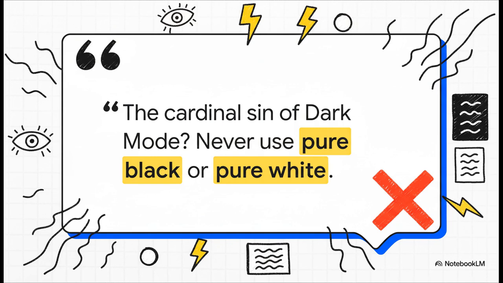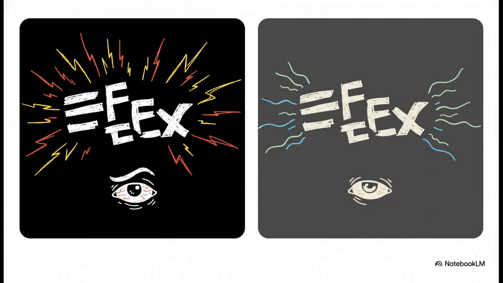The number one sin of dark mode is using pure, absolute black for your background or pure white for your text. It seems like it would make sense, right? Max contrast. But that super high contrast is what causes that weird vibrating effect that gives you eye strain. And you can see it right here. That pure white on pure black on the left, it just feels aggressive. Now look at the right.